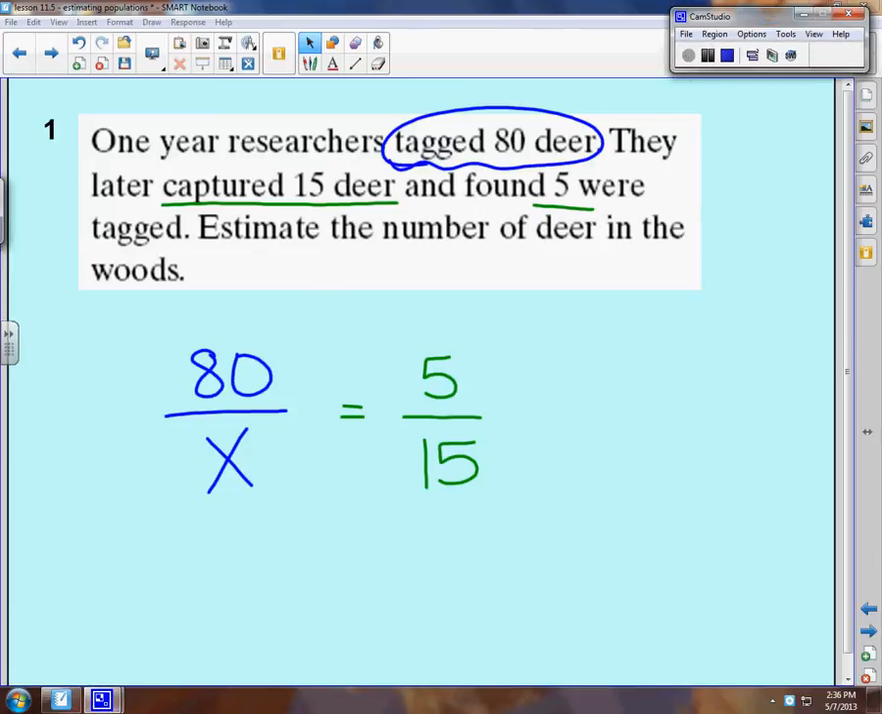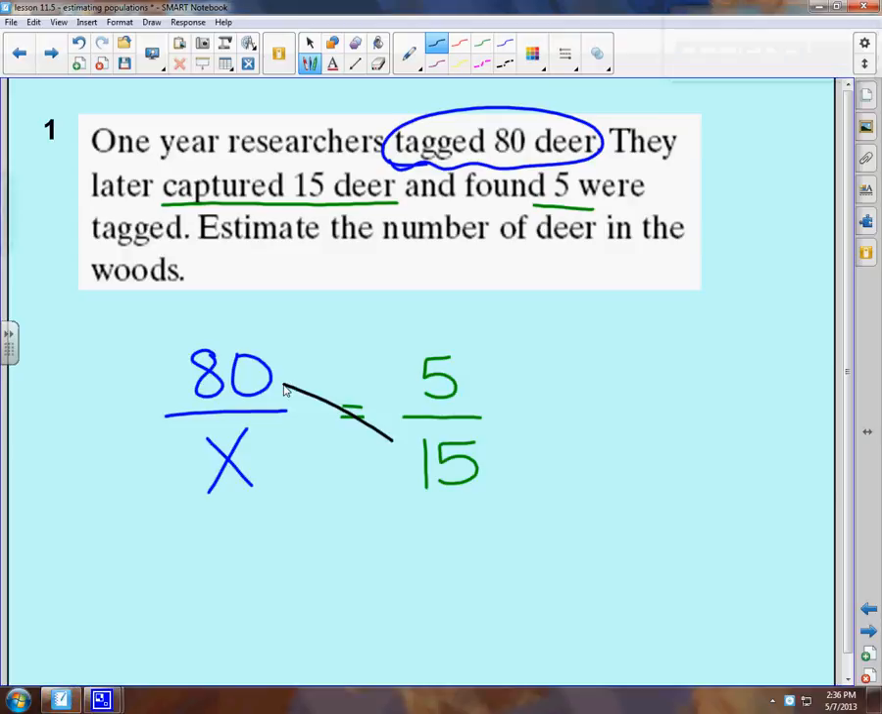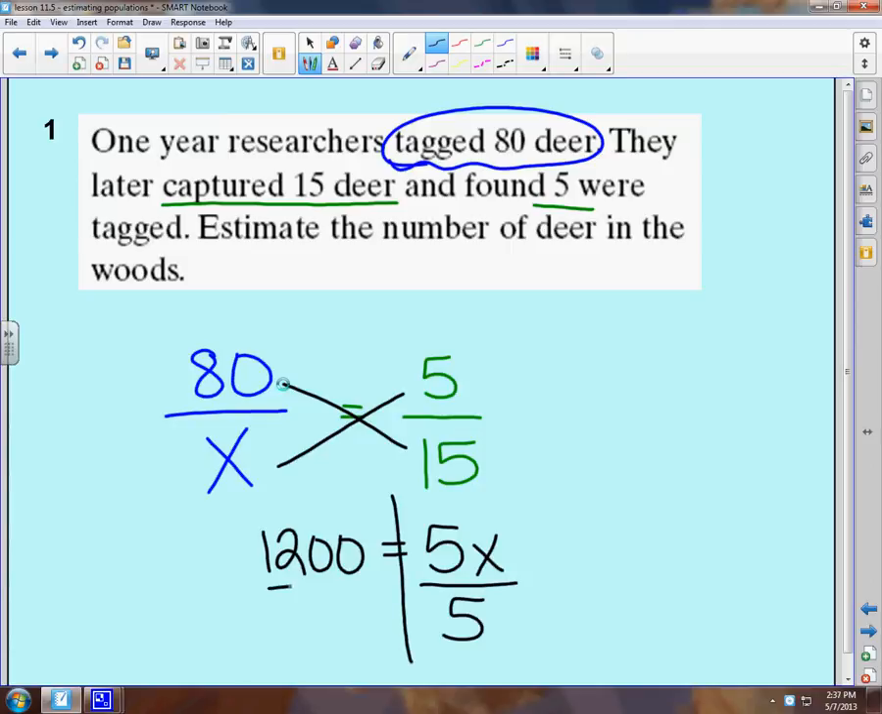If you remember from proportions, I cross multiply. So I do 80 times 15, and that's 1200 equals 5x. I cross multiply, draw my line, divide by 5, and I see that my answer is 240 deer.